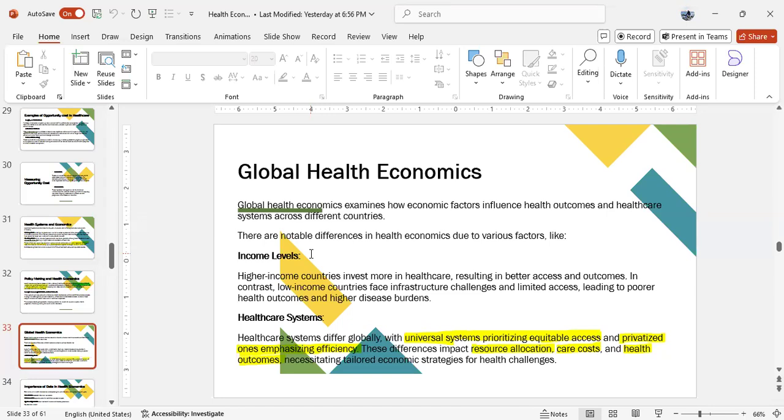Healthcare systems. Healthcare systems differ globally, with universal systems prioritizing equitable access and privatized ones emphasizing efficiency. These differences impact resource allocation, care cost, and health outcomes, necessitating tailored economic strategies for health challenges.